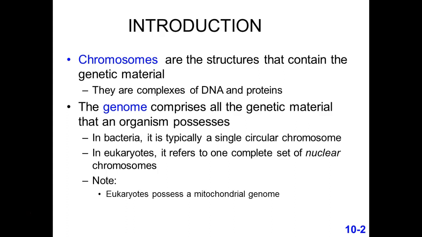But all cells have DNA, right? We've already proven this is the genetic information. We know how it's organized at the molecular level, and we're going to go a little bit larger. Now, of course, for eukaryotes, their mitochondria, as we've already discussed, also contain DNA. For plants, their chloroplasts also contain DNA. But we refer to those genomes separately, as mitochondrial and chloroplast genomes.